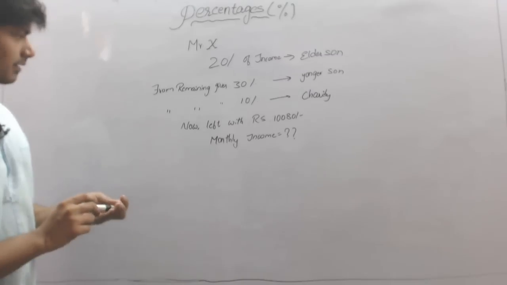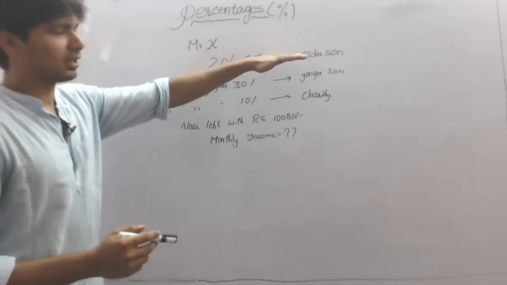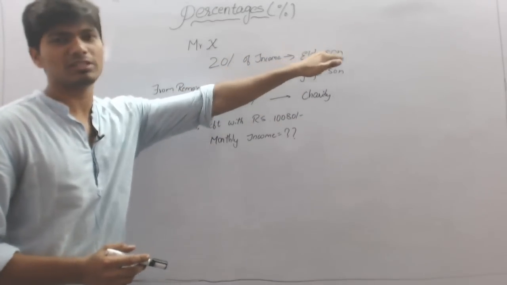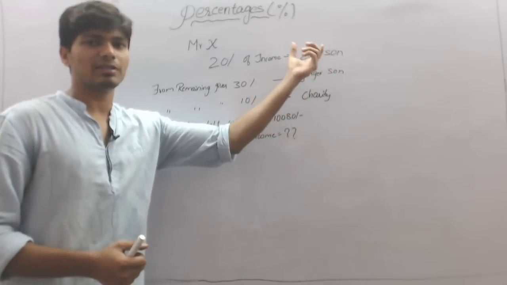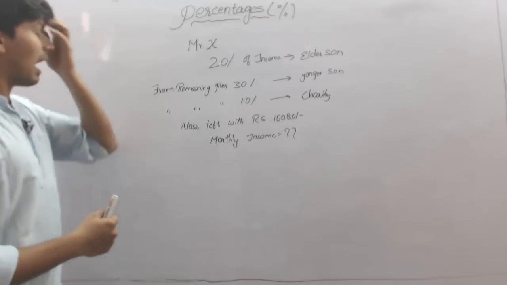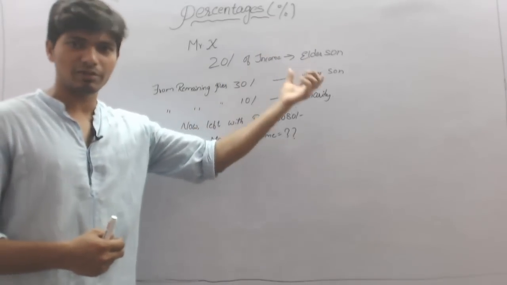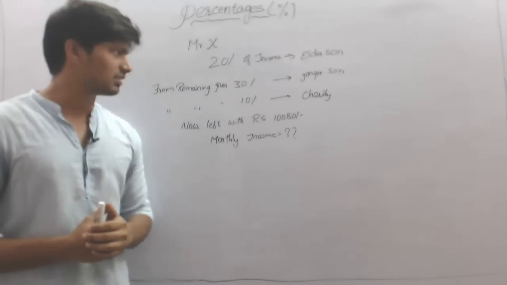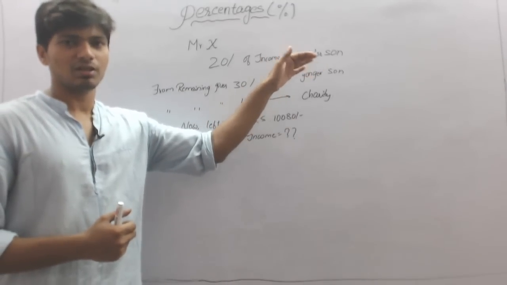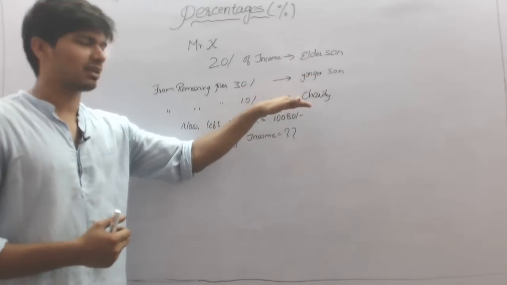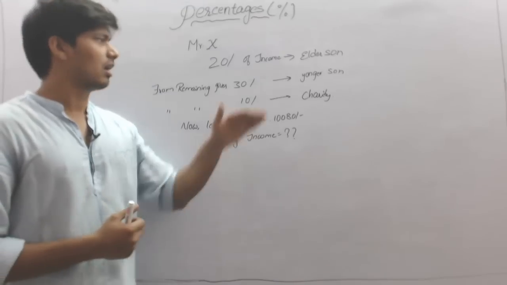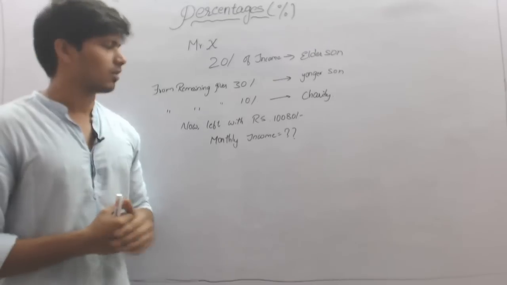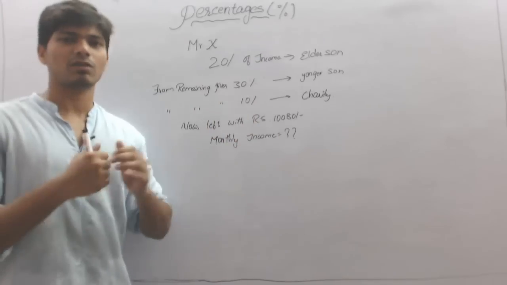Once look at the question. Mr. X earns some money in his month. Out of that money he gives 20% to his elder son. Out of the remaining, after giving 20%, some amount is left with him. Out of that he gives 30% to his younger son. After giving 30%, again he is left with some money. Out of that remaining he spends 10% on charity. After spending all of this, he is left with 10080. Now what is his monthly income? How are you going to solve this problem?